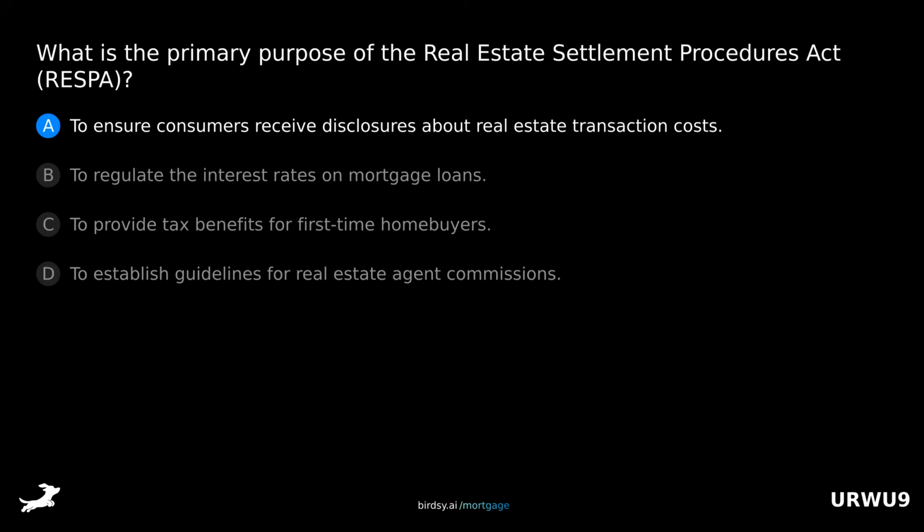Is it A, to ensure consumers receive disclosures about real estate transaction costs? B, to regulate the interest rates on mortgage loans? C, to provide tax benefits for first-time homebuyers? Or D, to establish guidelines for real estate agent commissions? The answer is A, to ensure consumers receive disclosures about real estate transaction costs.